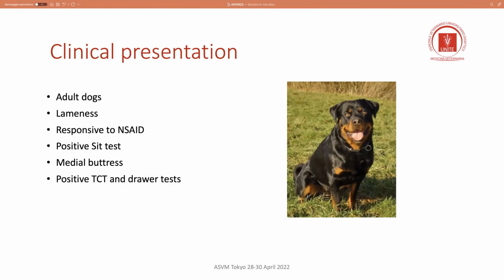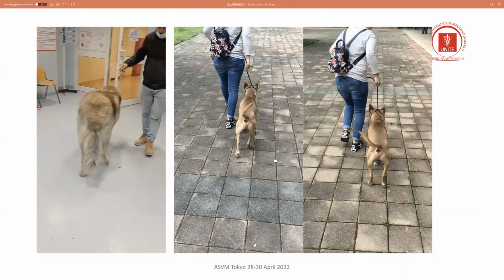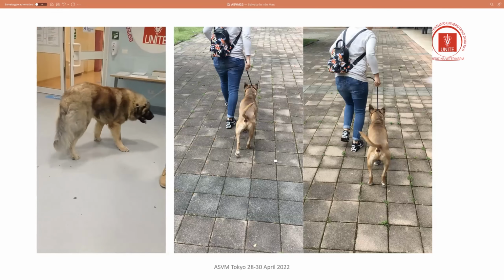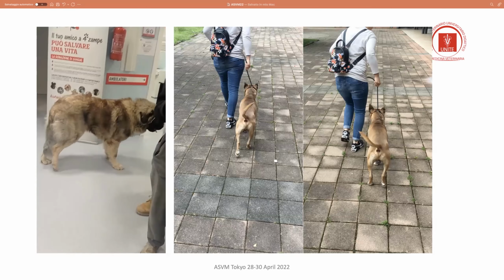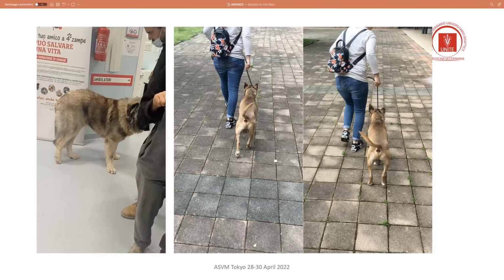Clinical cruciate disease normally involves adult dogs presented with history of lameness responsive to non-steroidal anti-inflammatory drugs. At clinical examination, there is evidence of medial buttress, and evidence of positive tibial compression and drawer tests. Clinically, you can see in this short video on the left side the dog with evidence of grade 3 lameness on the right hind limb.